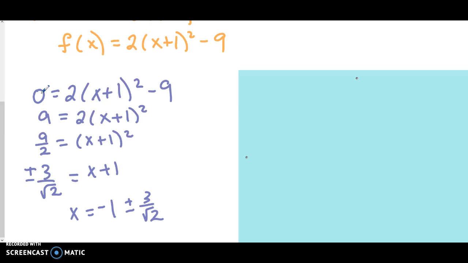Also another thing just to point out is that you could use your quadratic formula. I think it's a little bit easier just to do this. So I have my 0 here. I'm going to try to isolate the x. So add 9, divide by 2, square root both sides. Notice that I get x equals -1 plus or minus 3 over root 2.